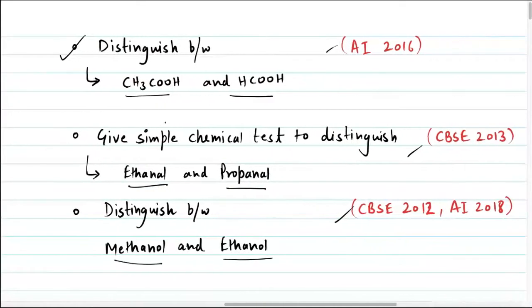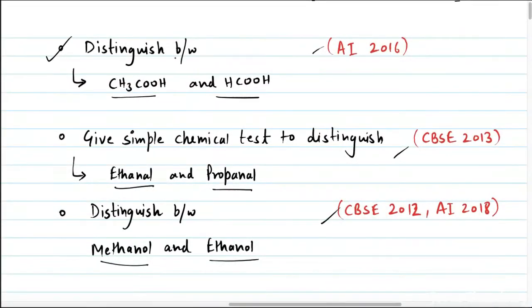Now some questions. These are some questions: distinguish between this and this. All India 2016, give a chemical test to distinguish this and this. Ethanol, propanol. CBSE 2013, distinguish between methanol, ethanol. If these are the toughest questions for you, then this class is only for you. These questions were already asked in some previous exams.